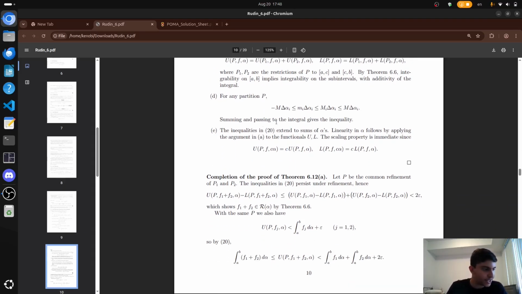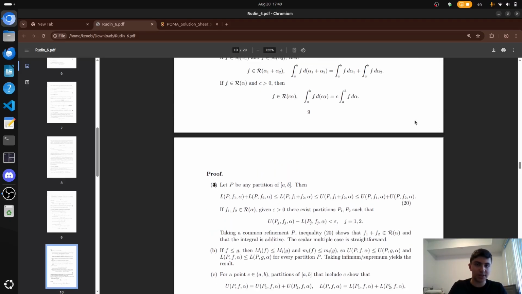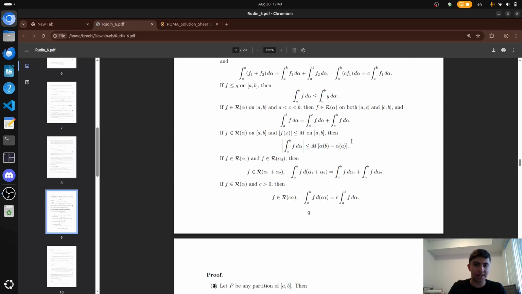And for D, when you want to show the absolute value of the integral of f is less than or equal to M times alpha b minus alpha a. Basically, you know, negative M delta alpha i is less than or equal to m_i delta alpha i is less than or equal to M delta alpha i, right? So if you take the absolute value, all of this is going to be less than M delta alpha i added together. And this chain is going to give you alpha b minus alpha a. So at the end, it's just going to give you that it's less than or equal to M times alpha b minus alpha a.